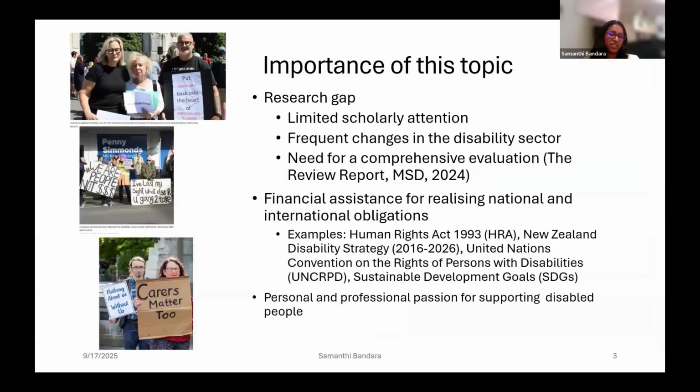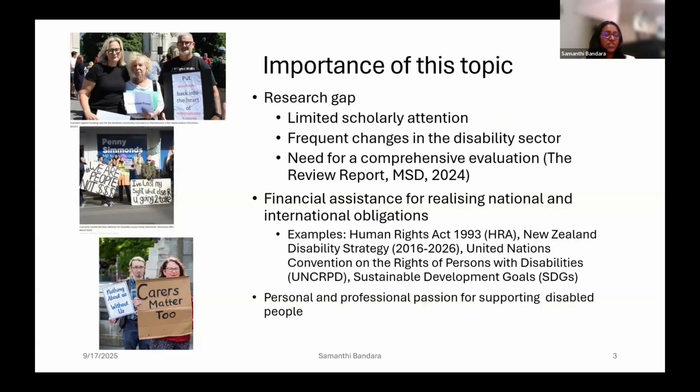So why did I look at this topic specifically? There are three things I wanted to discuss here. One is the research gap. When I was reading the literature, there is plenty of international literature about this subject, but very limited academic papers available in New Zealand, and most of them are very pragmatic, used secondary information, and were done by government and some organizations for their specific purposes.